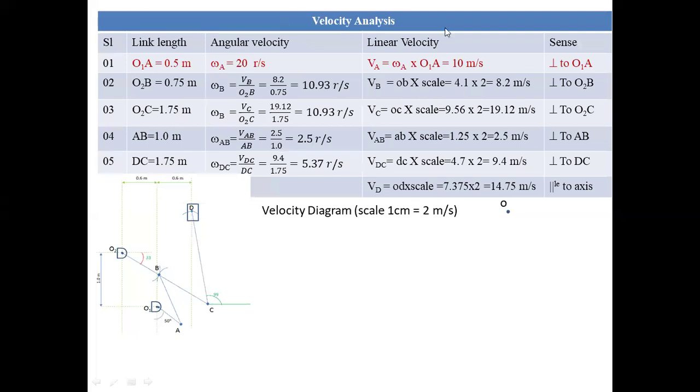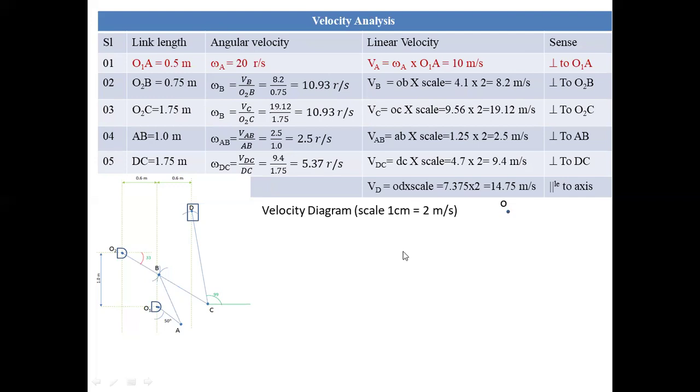So again, we can form this table. We have length, angular velocities, linear velocities, v equal to r omega, and the orientation. The lengths are O1A 0.5 meter, O2B 0.75 meter, O2C 1.75 meter, AB 1 meter, and DC 1.75 meter. Angular velocity for crank OA is 20 radian per second. So you can find the linear velocity of that crank, VA with respect to O. It is r omega, 20 into 0.5, which is 10 meter per second.